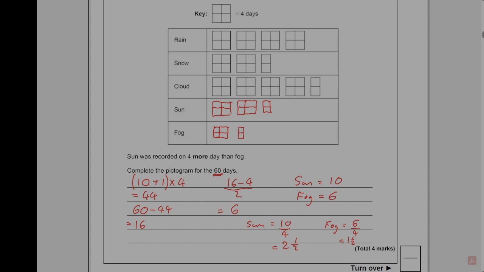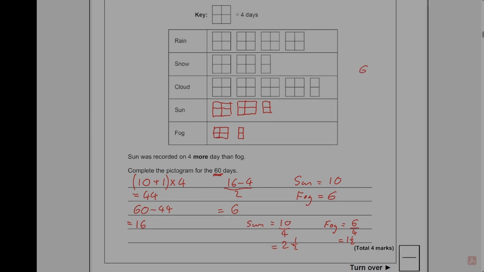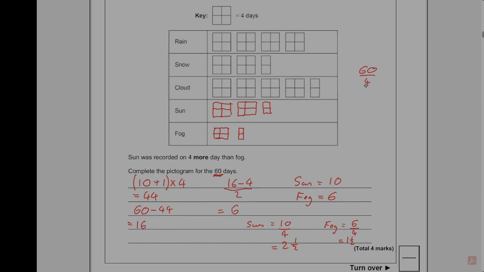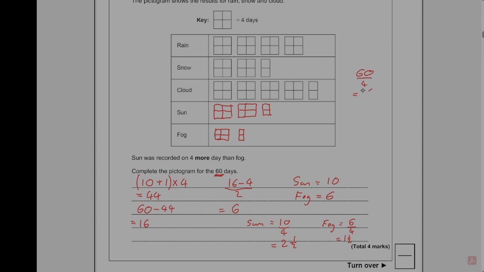It's worth just doing a double check. So this should all add up to 60, and 60 divided by 4 is going to be equal to 15. So I should have in total 15 pictures. So I kind of already counted these, adding up to 11. So 12, 13, 14, and then this final one would give me 15. And then sun was recorded 4 more, so I've got 4 more. Great.